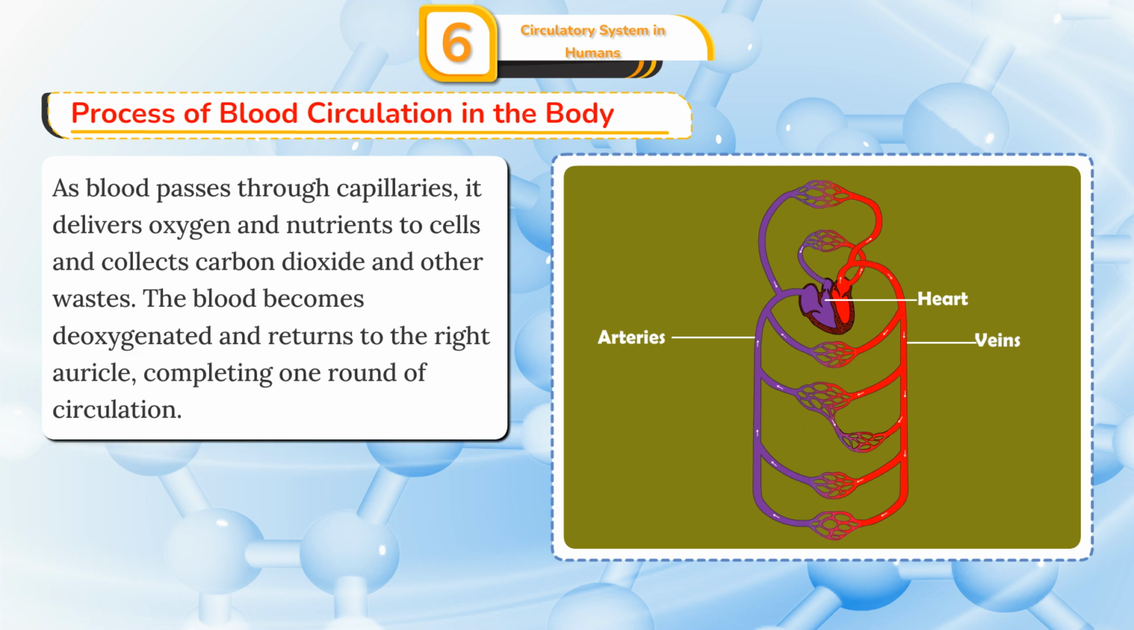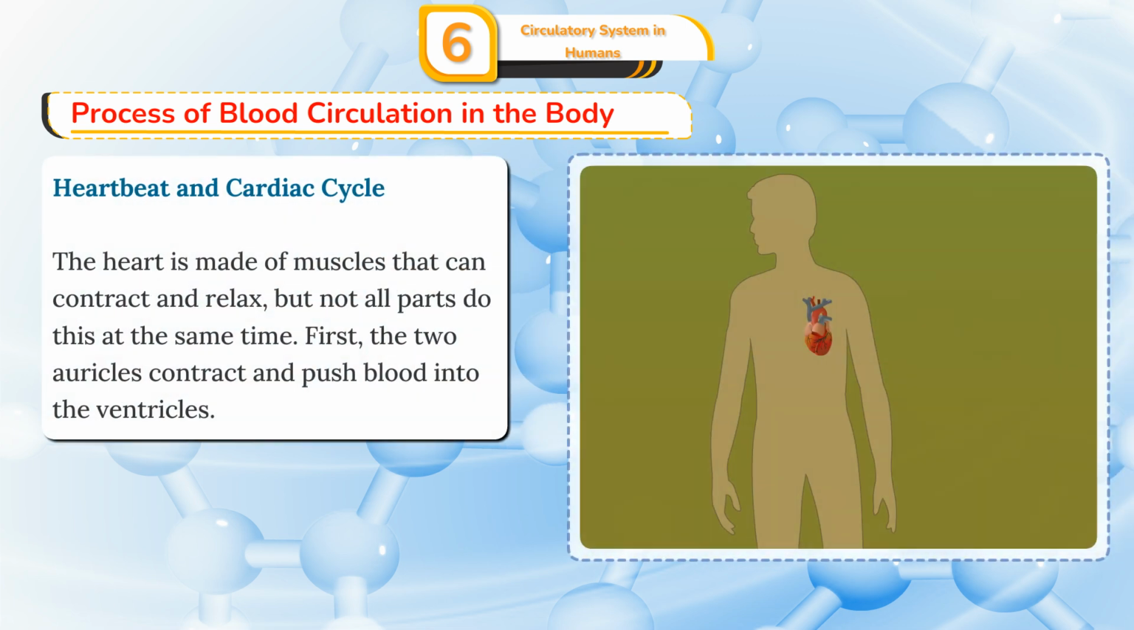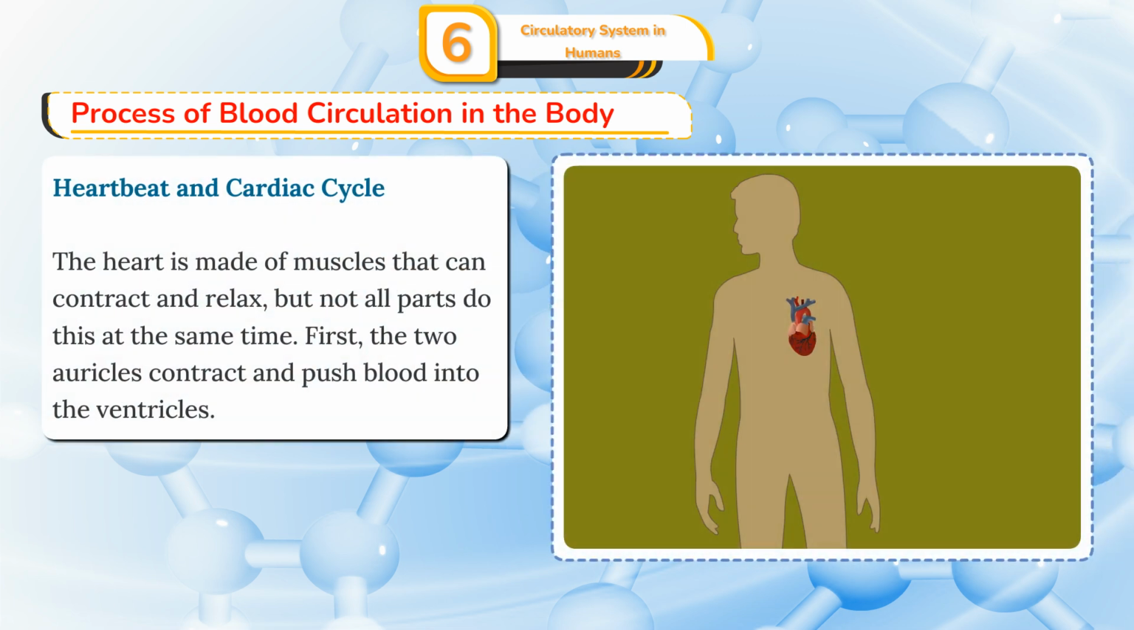As blood passes through capillaries, it delivers oxygen and nutrients to cells and collects carbon dioxide and other wastes. The blood becomes deoxygenated and returns to the right auricle, completing one round of circulation. Heartbeat and cardiac cycle. The heart is made of muscles that can contract and relax, but not all parts do this at the same time.